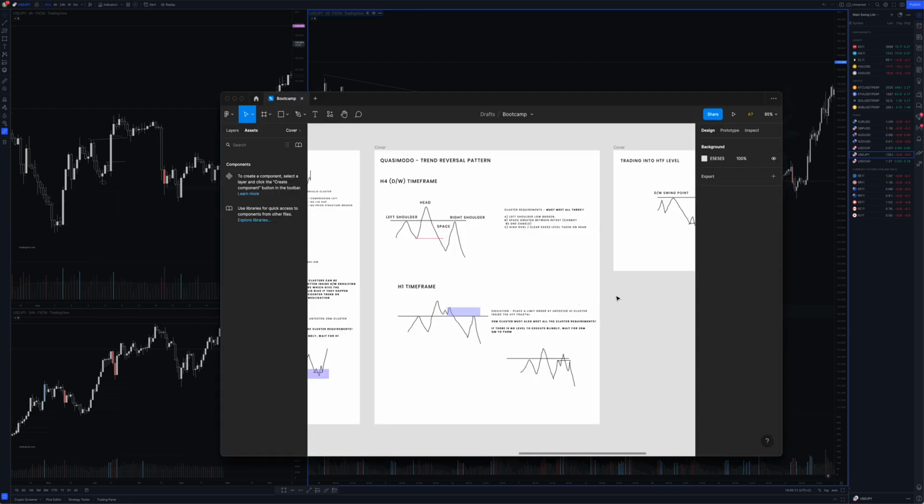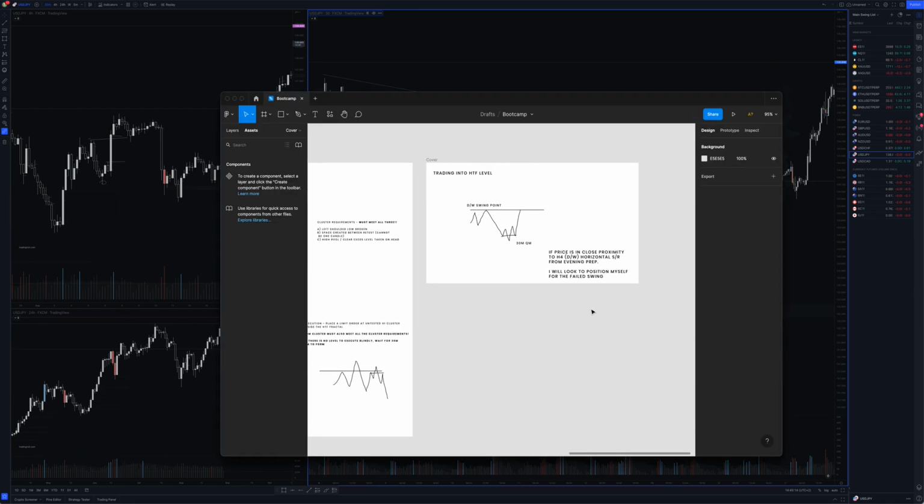The last setup that I take is trading into the higher time frame level. This is usually daily and weekly swing points. Even if I do this intra-week trading, I don't really trade into H4 swing points. I really just want these clean daily and weekly swings.